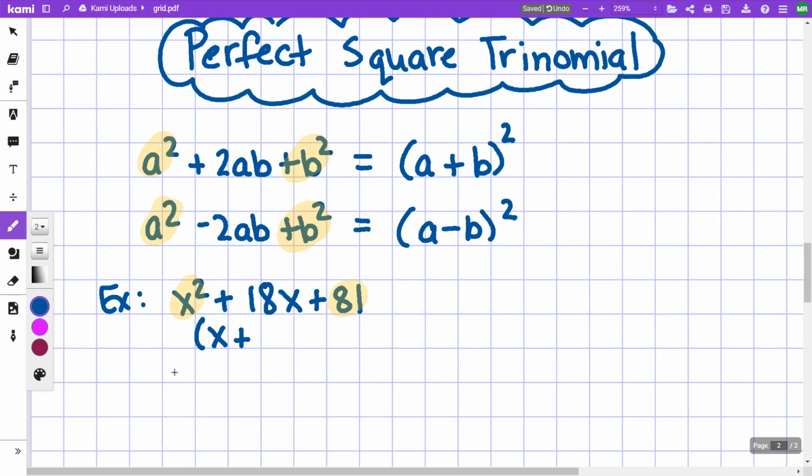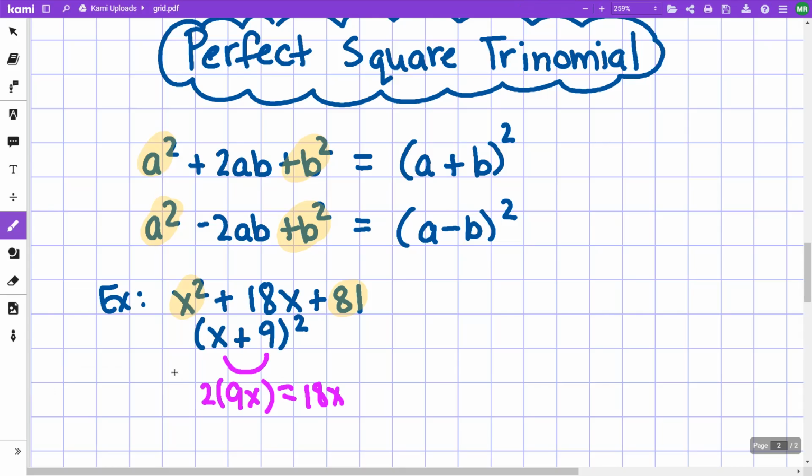I take the square root of 81, which is a 9. So maybe it's x plus 9 squared. So again, you always want to check. I'm going to check here and then I'm going to erase it. If I multiply this together, I get a 9x. If I double that, remember 2ab needs to be there, I get an 18x, which is what I have here. So this was a perfect square. And you always want to check to make sure you get that middle.